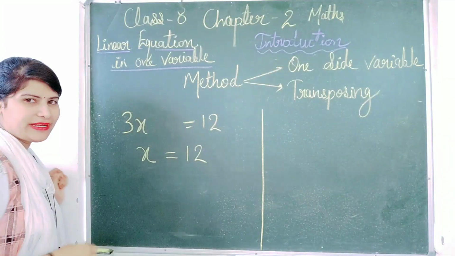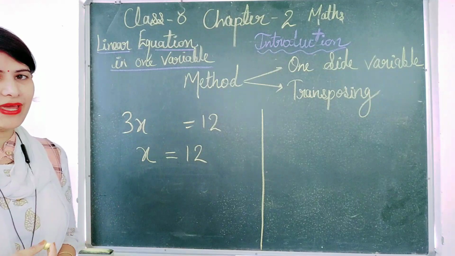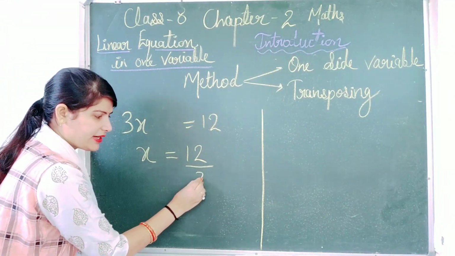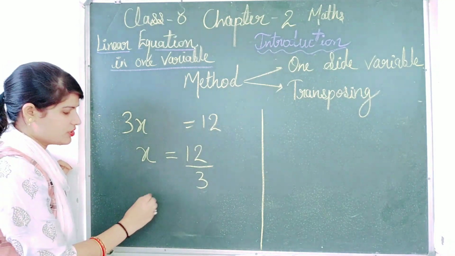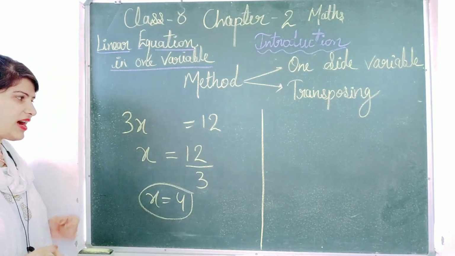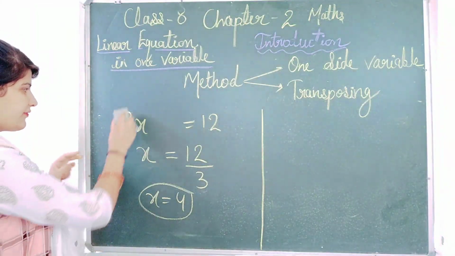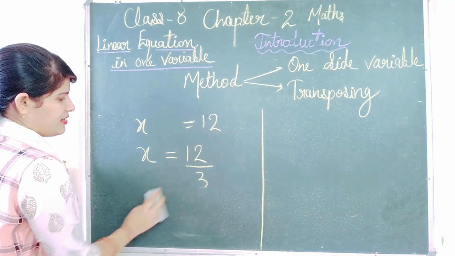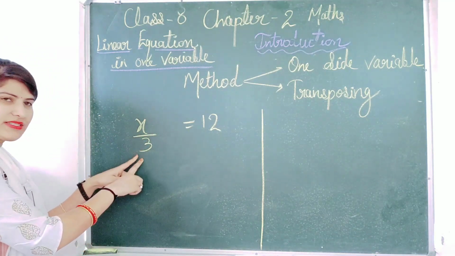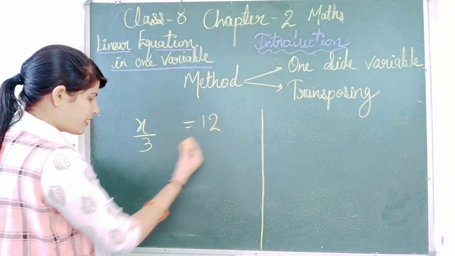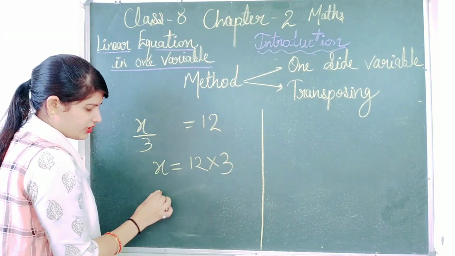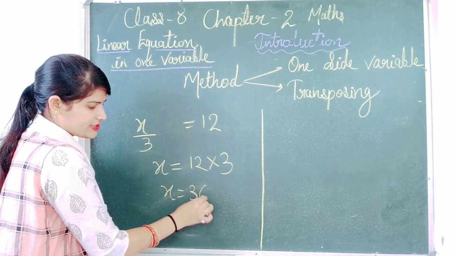In case of multiplication, when there is 3 into x, what will we do? Simple. 3 transfers to this side and converts into division. So 12 divided by 3 we will get 4. So 4 is the answer. Now what next? If there is division, that means x upon 3 is there. So 3 will convert into multiplication. So x is equal to 12 into 3. So what will we get? 36.